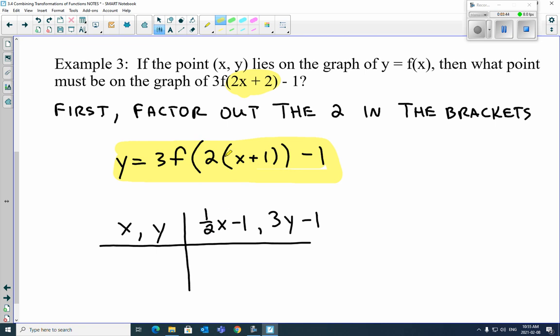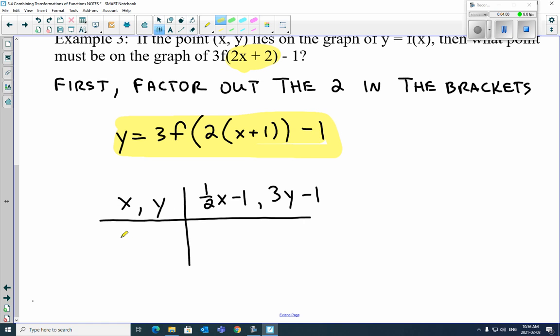What happens to the x? Remember, we do the stretch and compression first before we do the slide. So this is a half times x, because the 2 out there is a half times x. It's going to shift it minus 1, so it's 1/2 x minus 1 is our x value. y is 3 times y, and then minus 1. So whatever value you pick, you can put any numbers in here. Then you would just plug them into this to get the new x and this to get the new y.